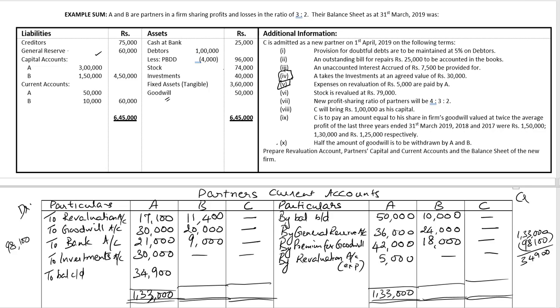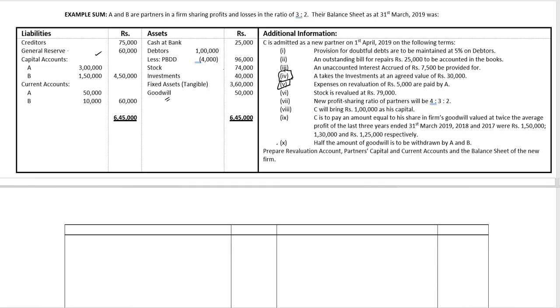Total of B, 52,000 on the credit side. The total of the debit side is 40,400. So it's 11,600, the balancing figure. There is no current account which is open for C. Now that we finish the partners' current accounts, we'll go ahead to prepare the balance sheet.